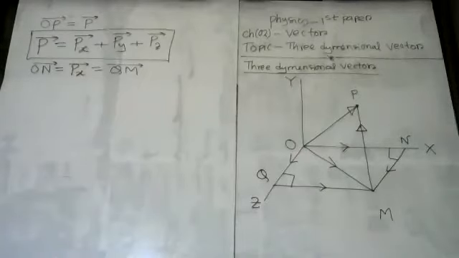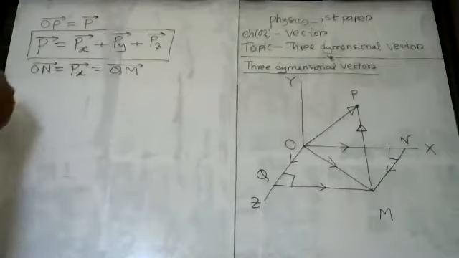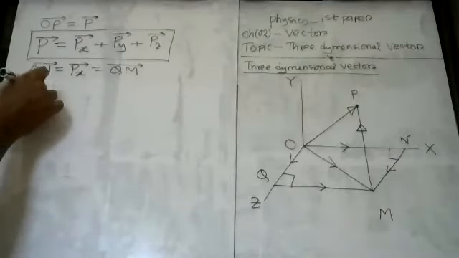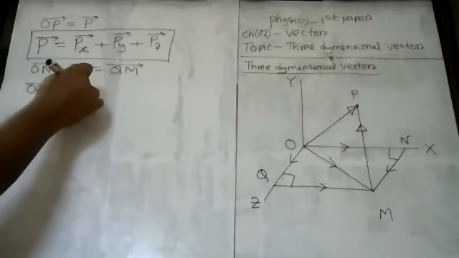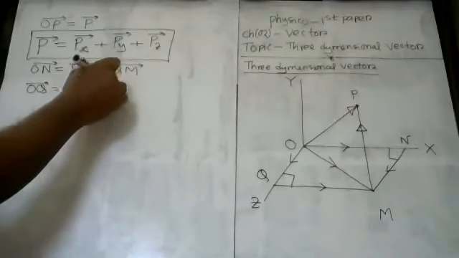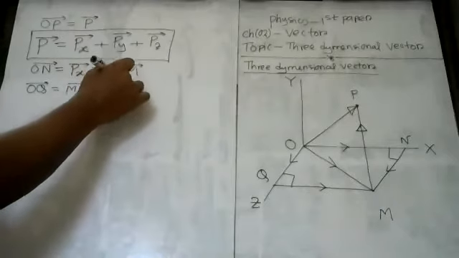Just similarly, we can say that here OQ will be equal to MN. Okay, what will it be called? This is the z component.